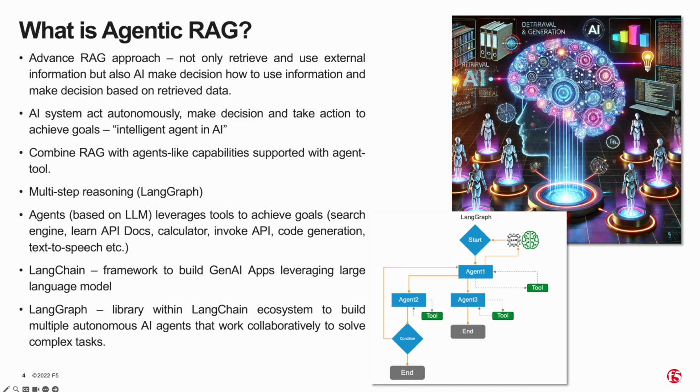Agentic RAG is an advanced AI framework that extends traditional retrieval-augmented generation systems by integrating enhanced decision-making capabilities. Unlike standard RAG models, which focus primarily on retrieving context, Agentic RAG incorporates reasoning and autonomy, enabling the AI system to make decisions and take actions based on retrieved data to achieve predefined goals. By combining RAGs with agent-based tools, it creates a more dynamic and intelligent system.